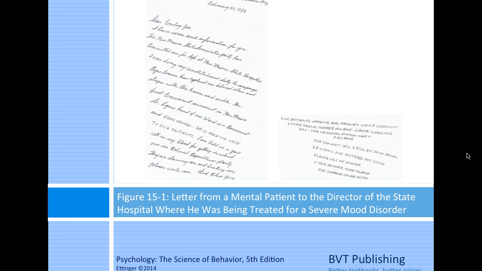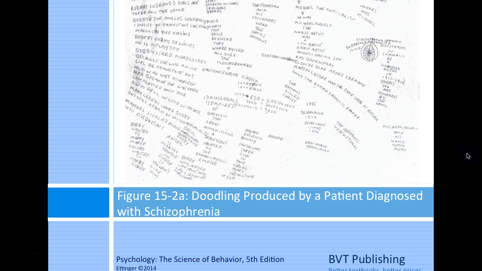Okay, if you read the little vignette here at the start of the chapter, these are examples of letters written from a mental patient to the director of the state hospital. This patient was being treated for a severe mood disorder, so you can see the writing's pretty neat. The content doesn't make sense, but the writing is neat, and a little more rational than this.